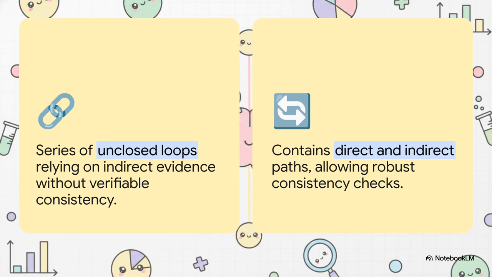A closed-loop network forms complete triangles or polygons, meaning you have both direct and indirect paths. This is what you want, because it allows you to run robust mathematical checks for consistency. An open-loop network, on the other hand, is a series of unclosed paths. It relies entirely on vulnerable indirect evidence for certain comparisons, and structurally, you just cannot statistically verify its consistency.